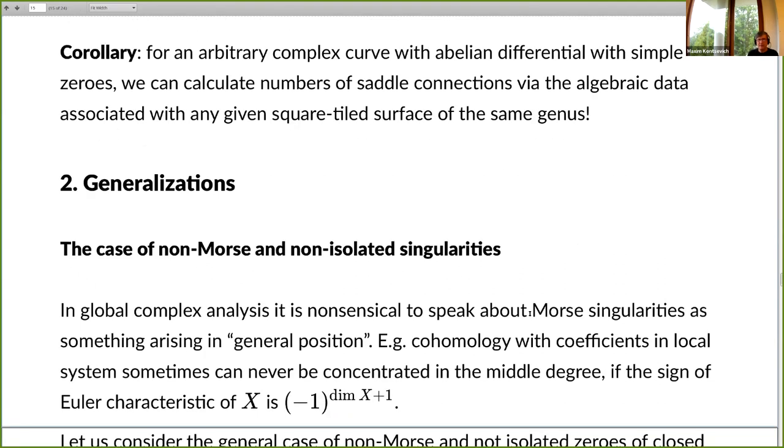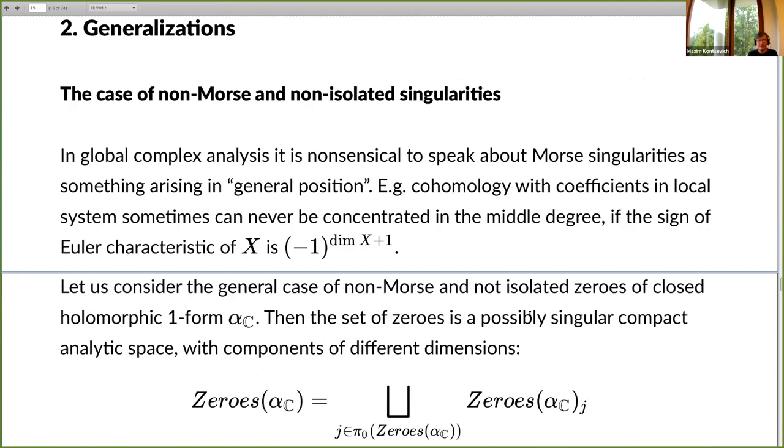And now, so I'll explain these things, and now I'll just finish with some generalizations. The story really has a huge potential. It's not only the square tiled surfaces. First of all, one can consider varieties with non-Morse and non-isolated singularities. In general, if you consider a global complex variety, it's something very rigid, like an algebraic variety.